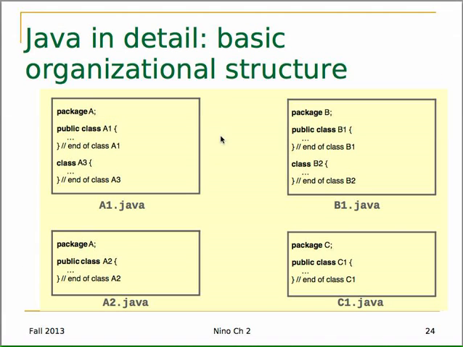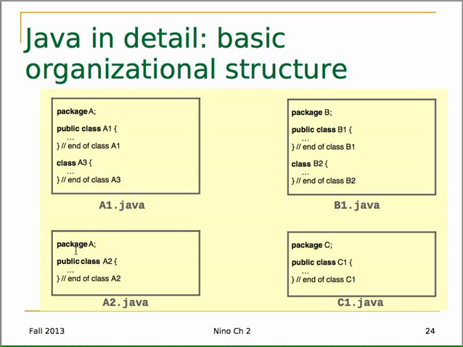I'm hoping all of this makes sense. You can have multiple packages, you can have multiple classes, and each .java file can only have one public class. You can have as many classes as you want, but only one can be public. So in A1.java, the class A1 is public, and the class A3 is not public. In B1.java, B1 is public, B2 is not public, and so on.